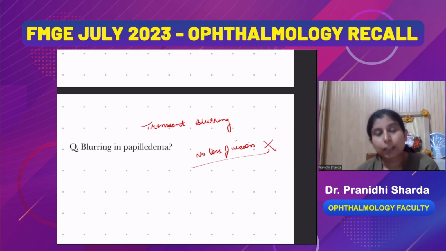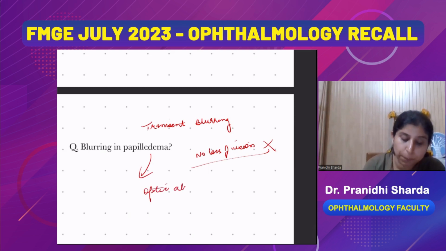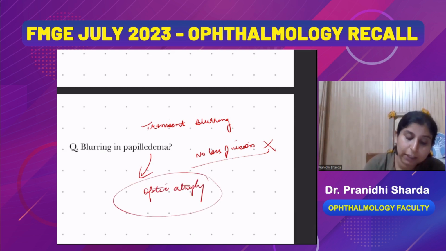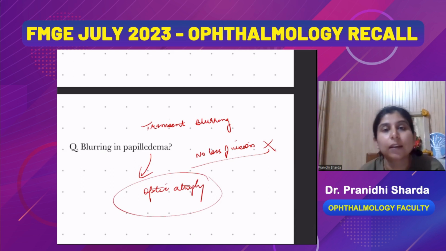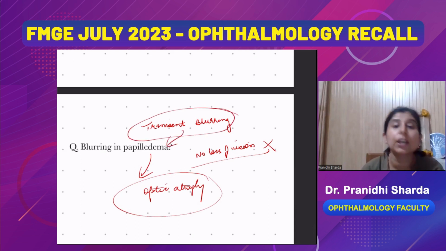Loss of vision, defective vision, will be there when the papilledema is long-standing and turns into optic atrophy. Defective vision will be seen in patients of optic neuritis, but it is not seen in papilledema. There is only transient blurring which resolves on its own when the papilledema resolves. Otherwise, there is no loss of vision in papilledema.